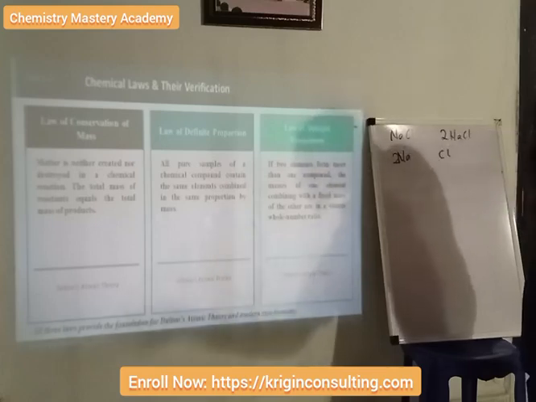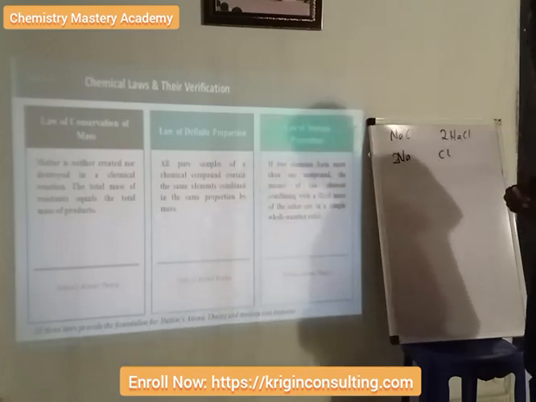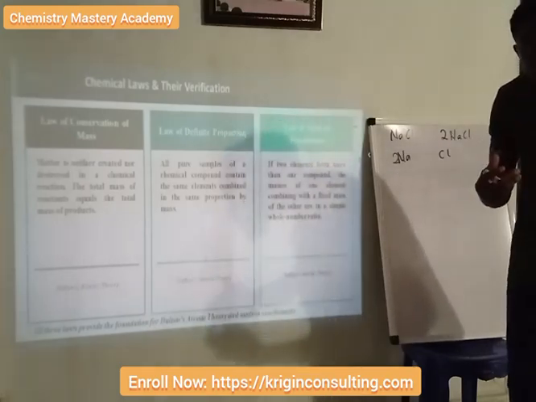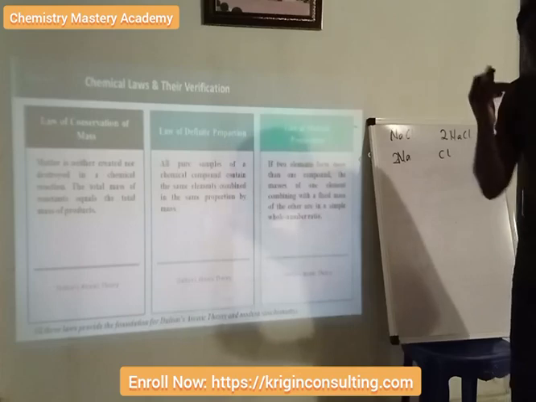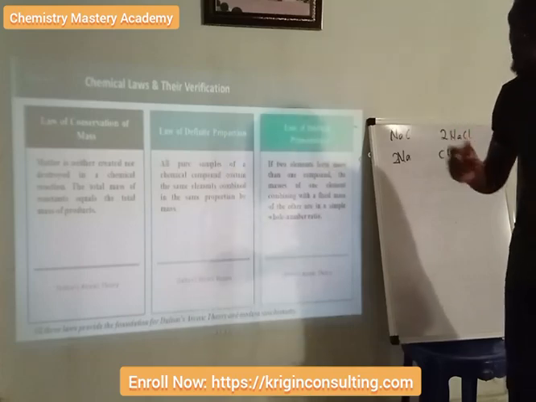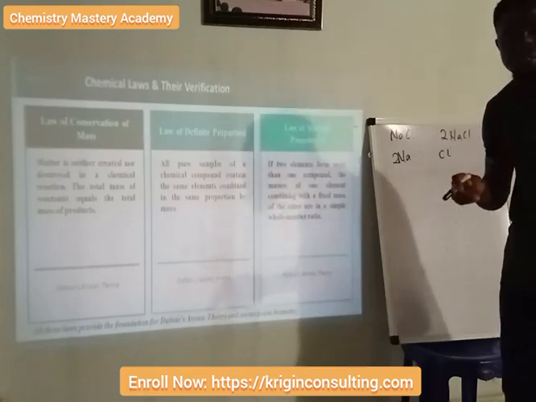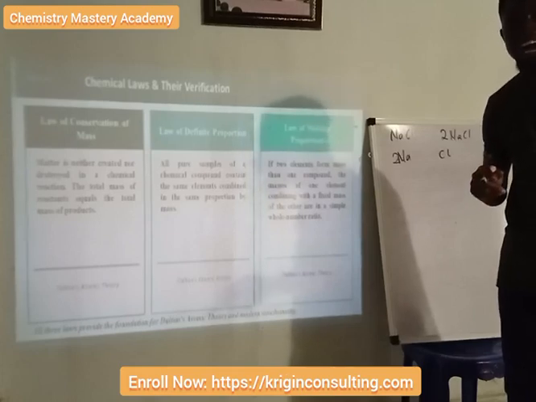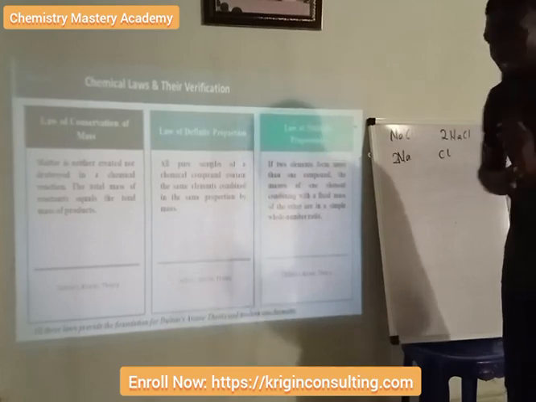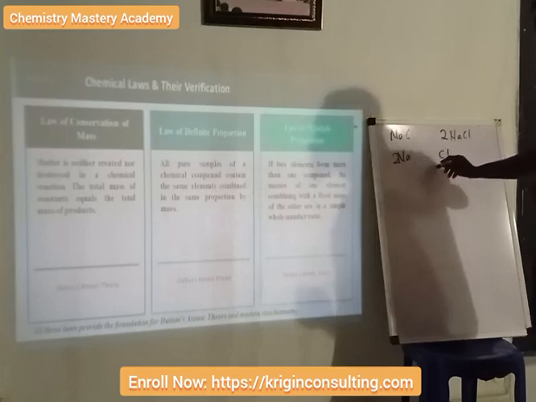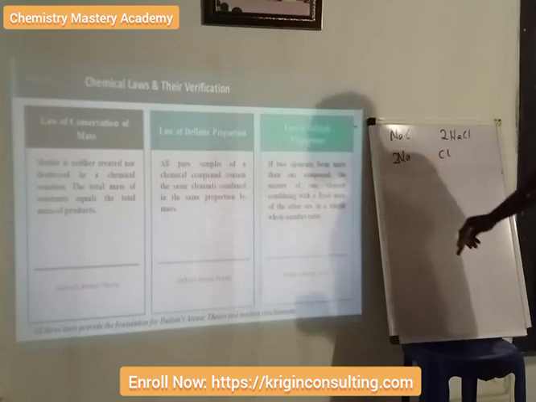So what this is saying is that if you are reacting or mixing chemicals, the product that will be formed will not have quarter, will not have half, as long as it's one element combining with another element. Are we getting it now?